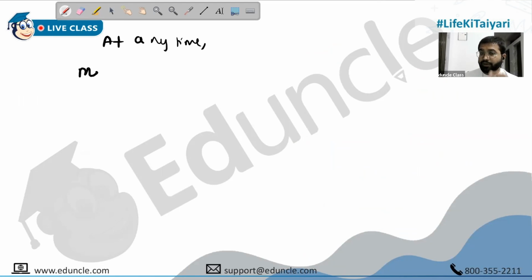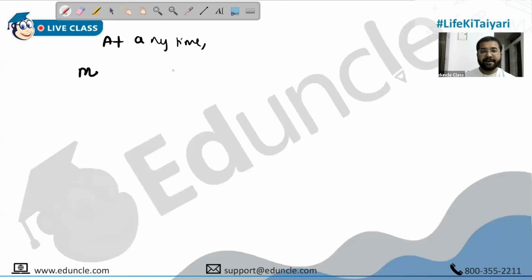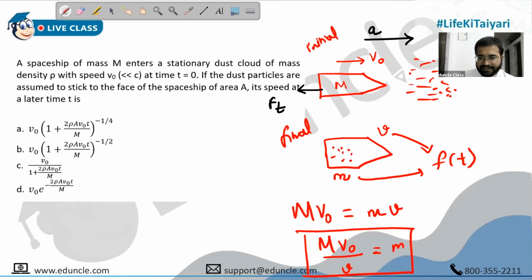Please tell me if you want me to explain any concept in this again. These are the kind of problems which you have to expect in the exam. There will be one problem on variable mass, people: raindrop problem, spaceship problem, or the trolley problem or whatever. They like asking questions related to variable mass, where differential equations and mathematics can be used. So at any time t, let's say the mass is m and the velocity is v.